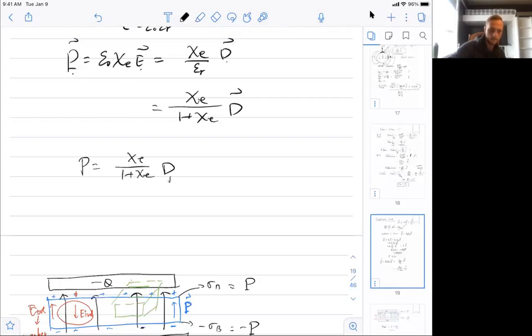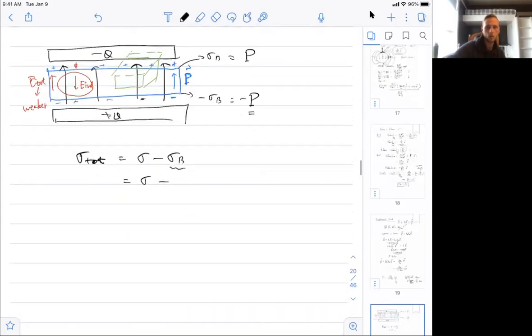Your polarization is this times D. And do you still recall how we did D? D is equal to sigma free, right? This is one of our quicker questions. Q free, right? D times 4 pi r squared. No, it's just the area. Q free is sigma free times area. So D is just sigma. So my P is chi over 1 plus chi times sigma free. And you can see as a result of this, this is sigma over 1 plus chi, which is sigma over epsilon r.